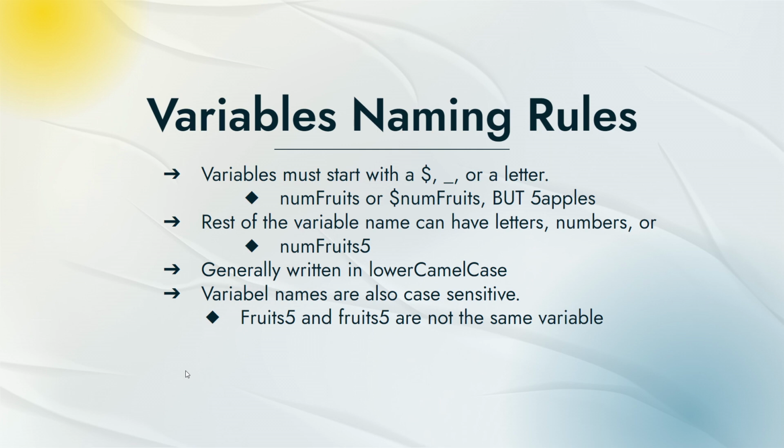So some quick variable naming rules. Variables must start with a $, underscore, or a letter. So numFruits or $numFruits is acceptable, but 5apples is not acceptable because variables cannot start with a number. However, the rest of the variable name can have letters, numbers, or an underscore. So for example, numFruits5. It starts with a letter, so it's fine. And then it's numFruits, and it has a 5, but it doesn't start with a number, so that's completely acceptable.